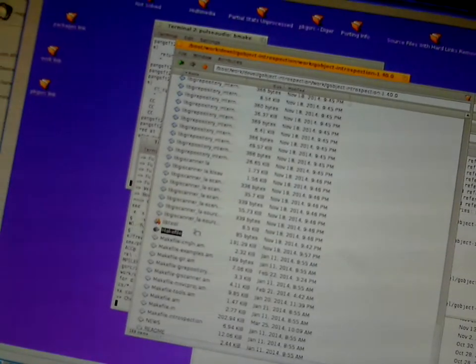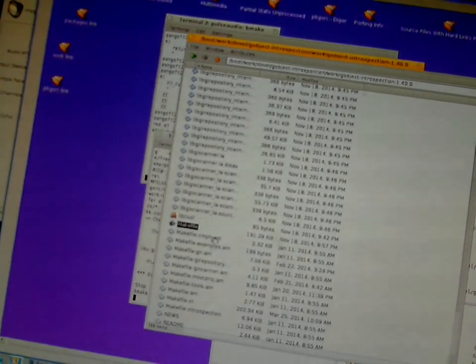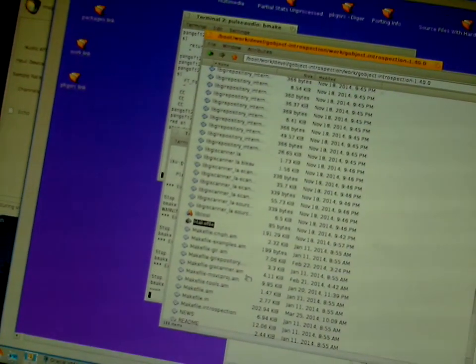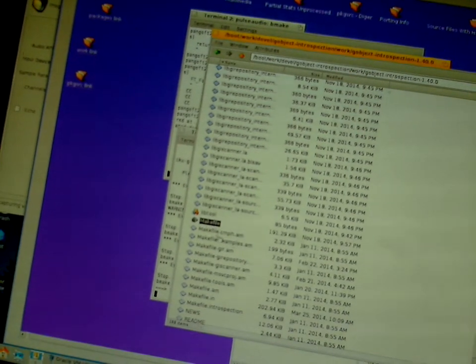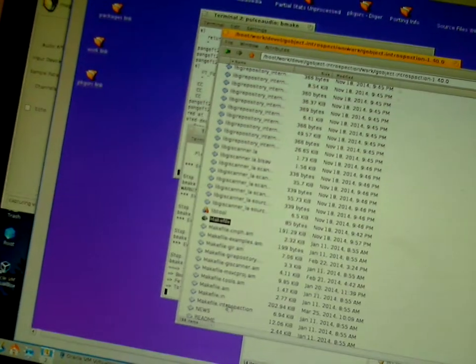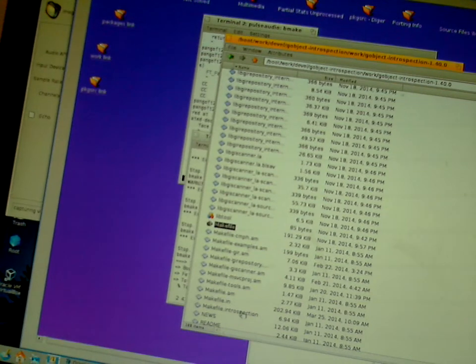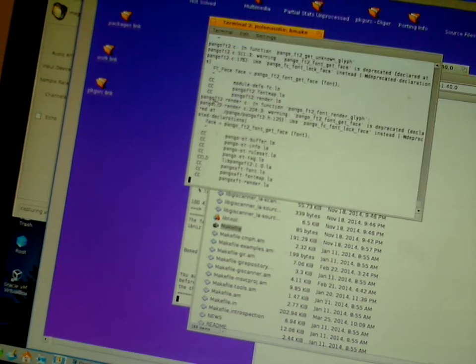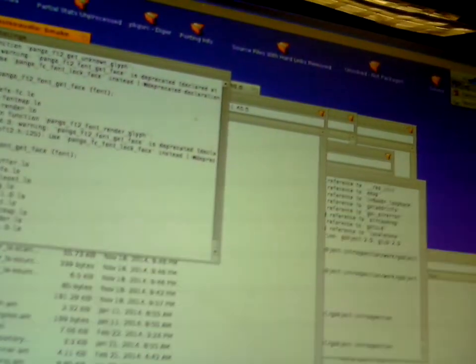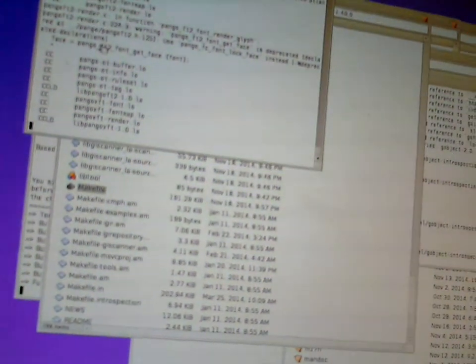It's like, okay, which makefile are we working with here? Is it the makefile, the repository? Which one is it actually? Is it the lib to the AM, the introspection? What is it? I bet you all this stuff's going to fail. Is this Pango? This might be Pango. I'm hoping I'll get Pango, but you know.